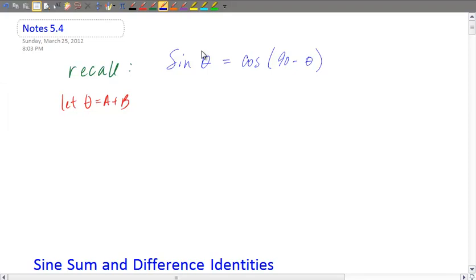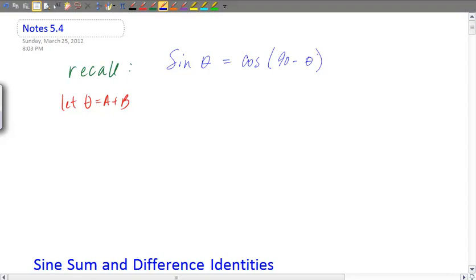Now that we've had a chance to talk about the sum and difference identity for cosine, we're going to tackle in this lecture the sine sum and difference as well as the tangent sum and difference. So let's just start out, and I want to remind you that we had the cofunction identity, which said if I took the sine of theta, that was equal to the cosine of 90 minus theta.